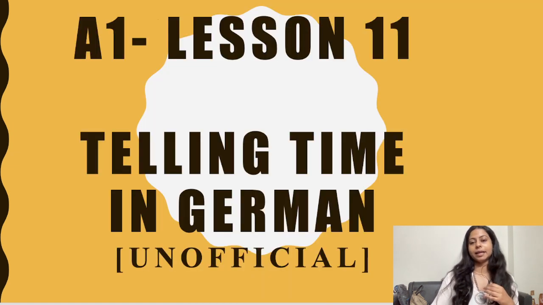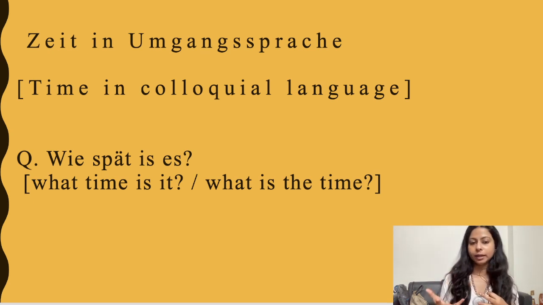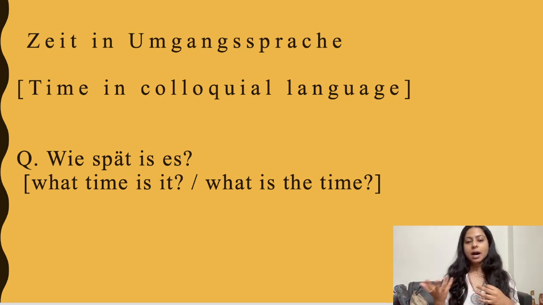So how to tell time in German unofficially, which means Zeit in Umgangssprache, time in colloquial language. Now what is colloquial language? Colloquial language is a language that is not formal, that is informal. We use it in informal situations with friends and family. In the last video we learned how to ask time. We say wie spät ist es or wie viel Uhr ist es.